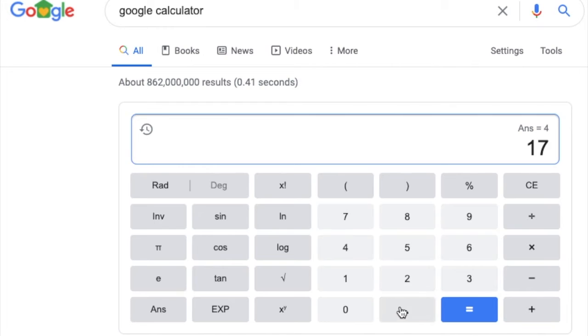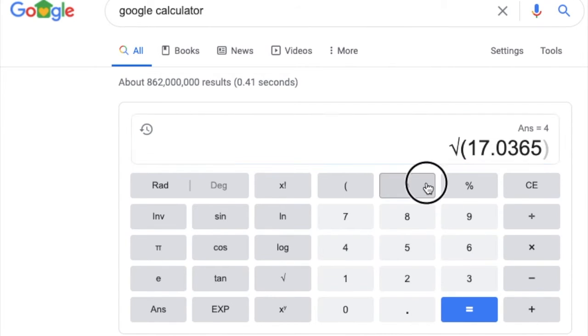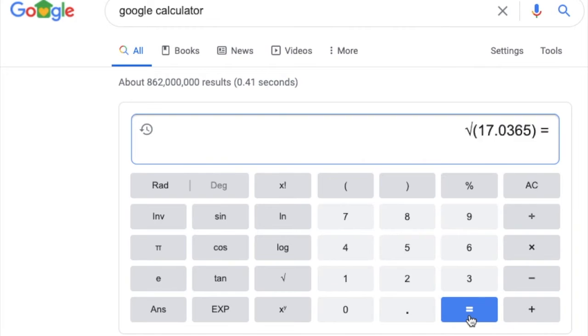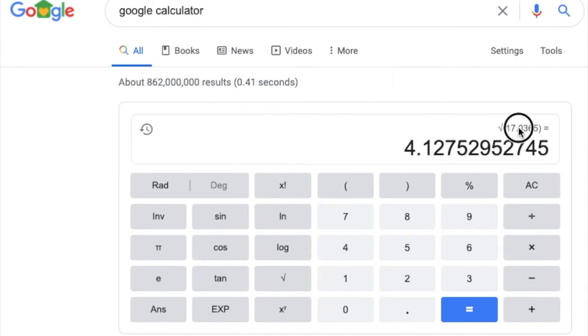So no matter what you have, if you wanted to take the square root of 17.0365, right? Not that I would ever probably ask about that, right? You can do that. It gives you 4.12752952745. So that means that if I take that and I multiplied it by itself, it would give me that answer that I started with, right? That's all there really is to doing it on Google Calculator.